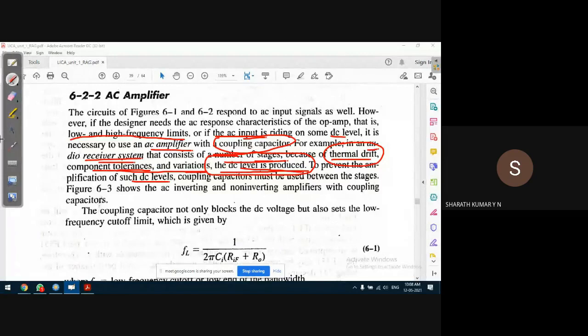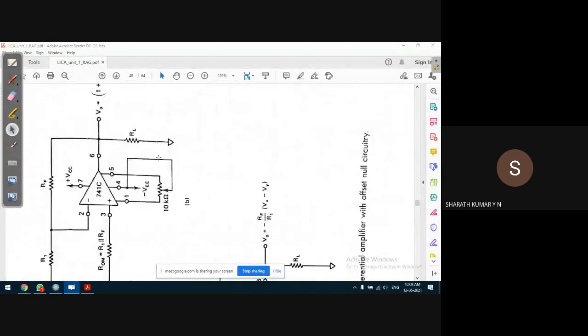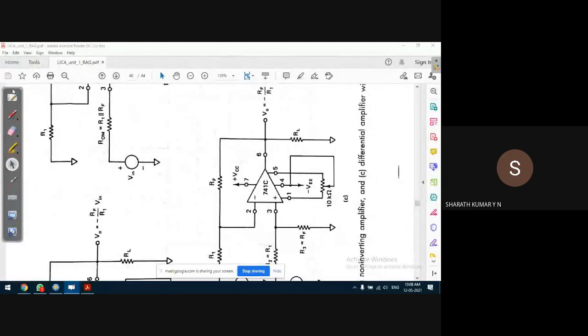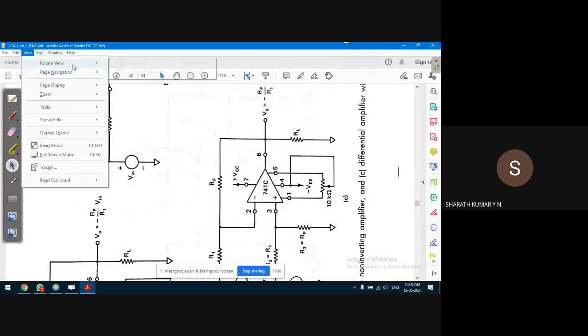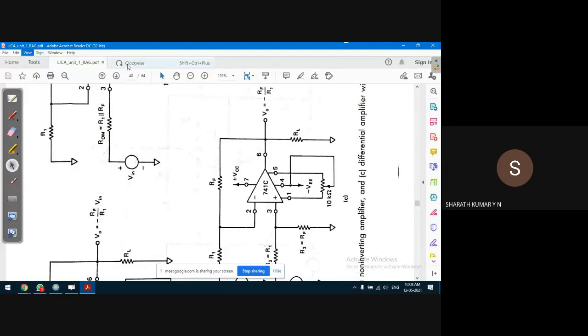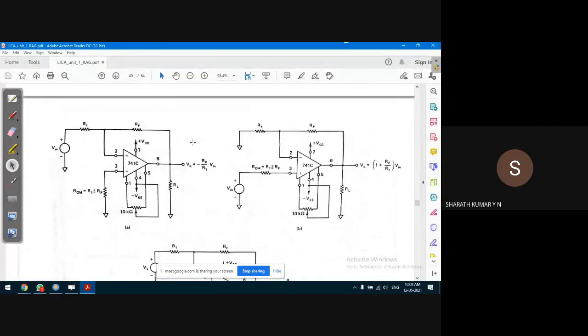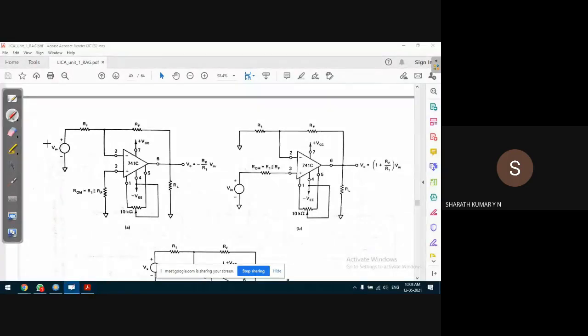Generally, I'll go to this diagram. I'll explain with respect to this circuit so that we understand the effect of DC on the AC circuit. We discussed this for the DC input, but we can replace this with AC, so it acts as an AC amplifier. But because of thermal drift and tolerances, though we are using AC input, there exists a DC component in the circuit.